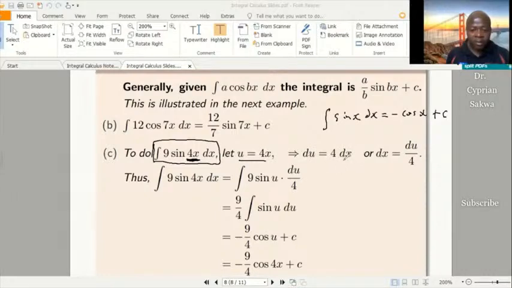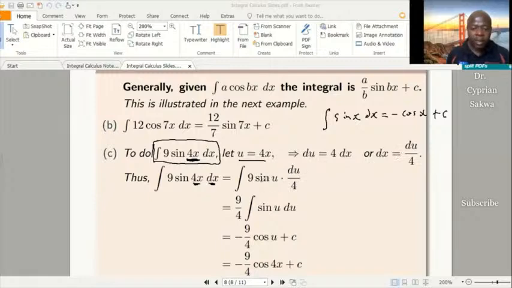Make dx the subject of the formula. By dividing both sides by 4, you will find that dx equals du out of 4. We are now ready to integrate by substituting this with u and this by du out of 4. So that's what I did here. So it's the same as the integral of 9 sine of u. Instead of dx, we have du out of 4.